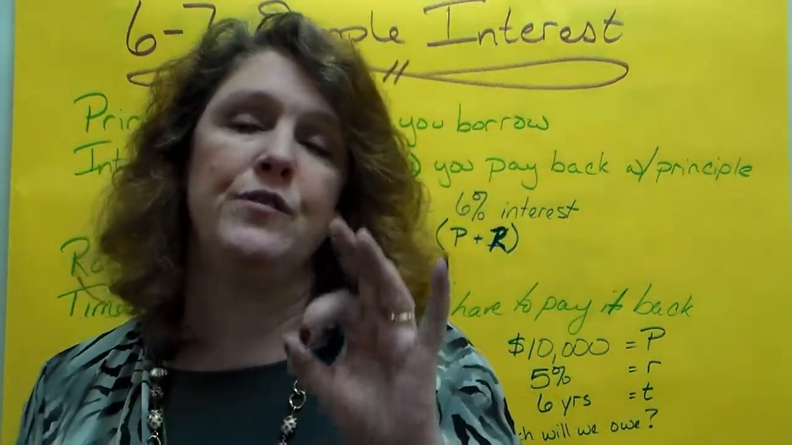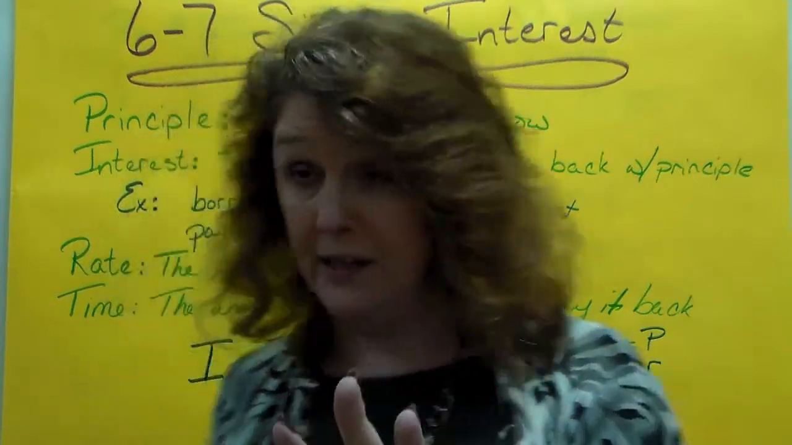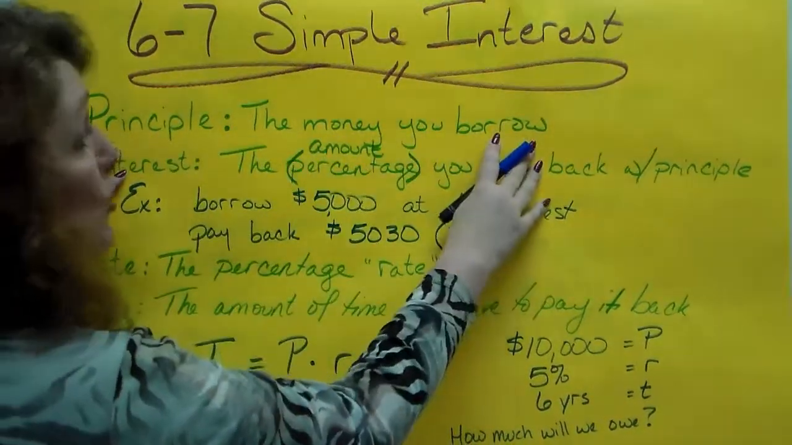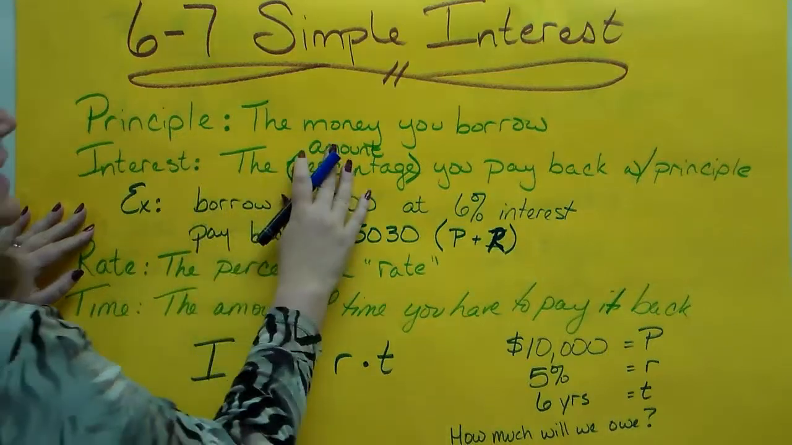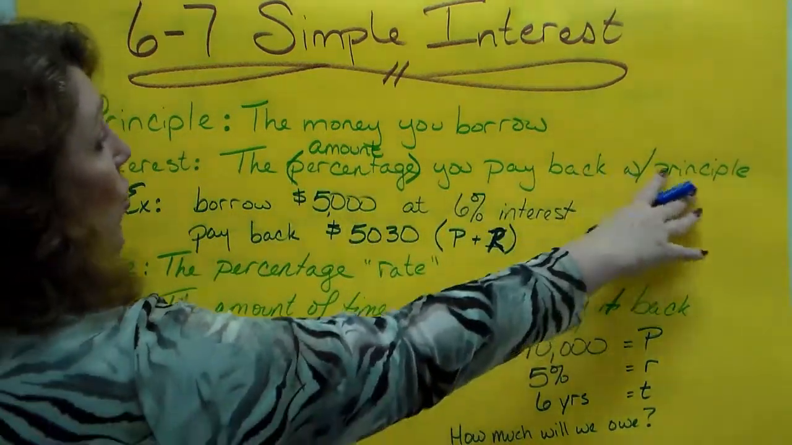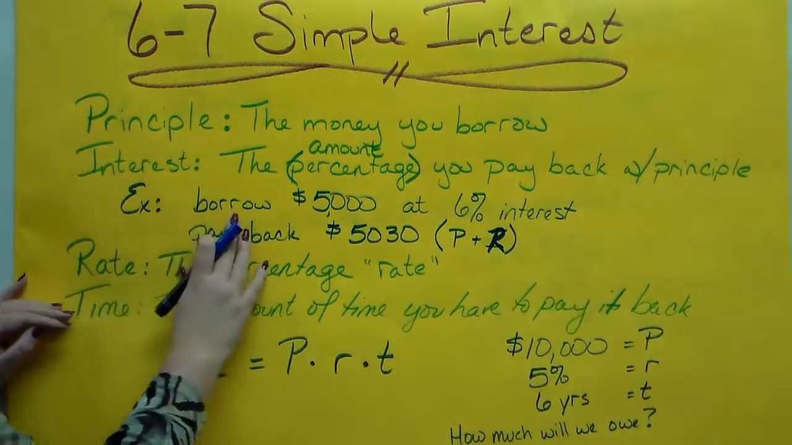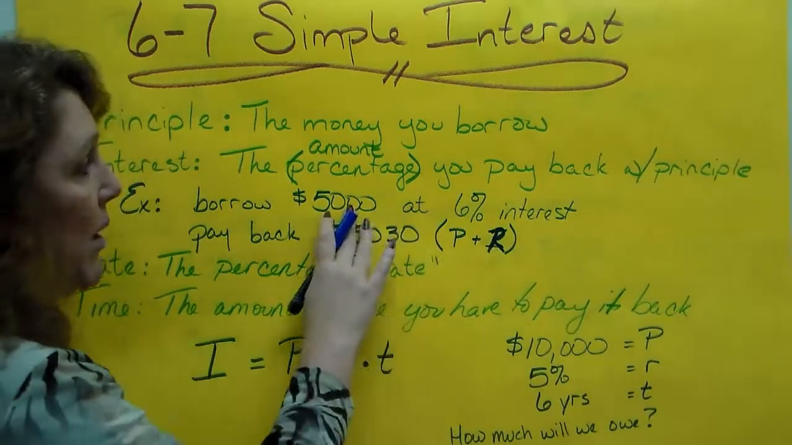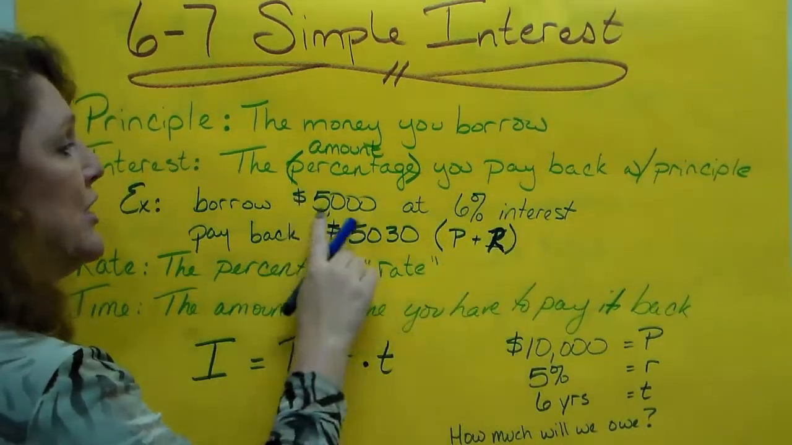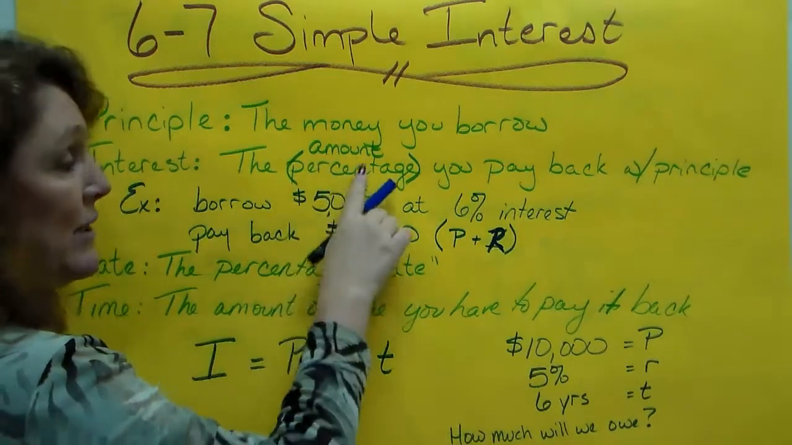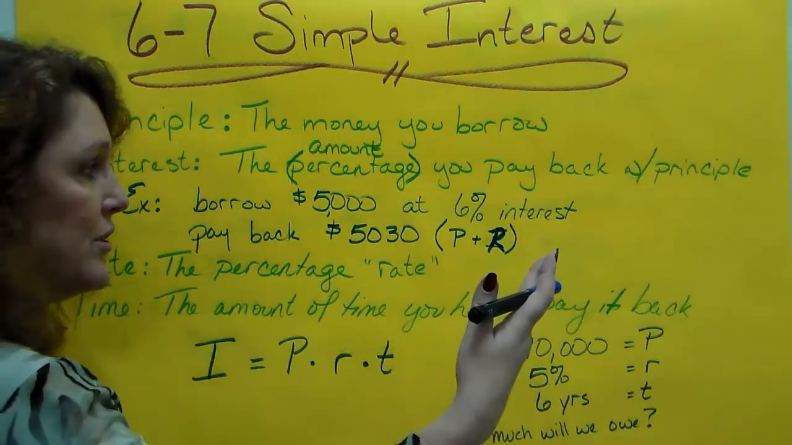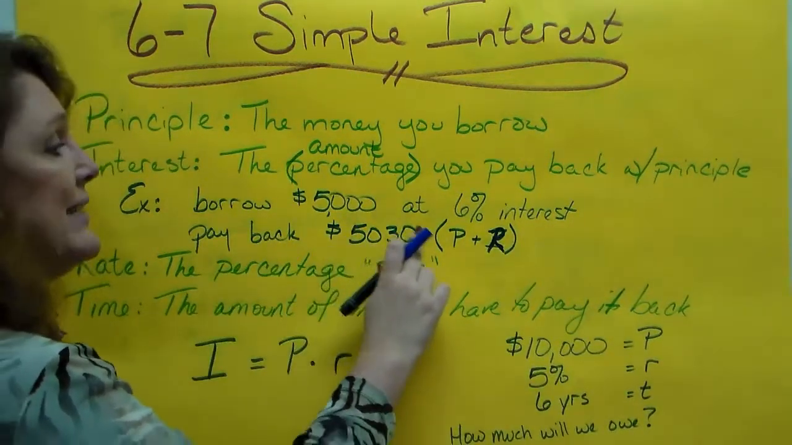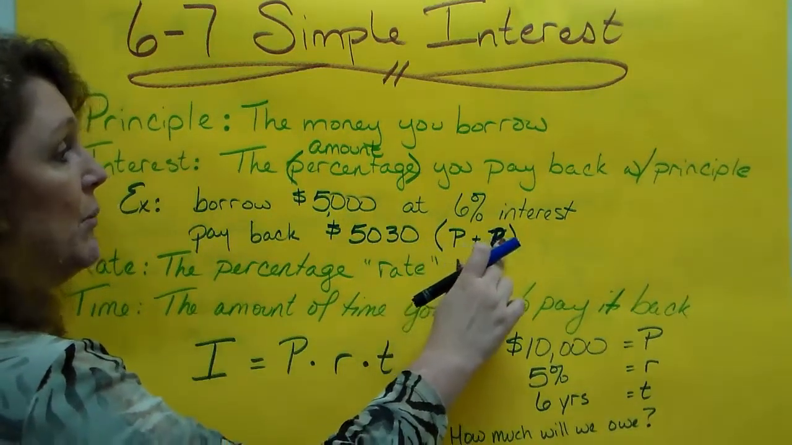In order to understand simple interest, you've got to understand the four basic parts of it: the principal, the interest, the rate, and the time. The principal is the amount of money that you borrow. And the interest is the amount of money that you pay back when you pay back the principal. For example, if you were to borrow $5,000 at 6% interest, you would find 6% of $5,000. You'd get that amount because it's a percentage, and that would be $30. So when you pay it back, you have to pay back the principal, which is $5,000, plus the interest, which is $30.